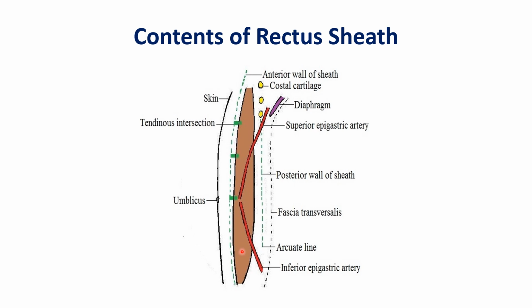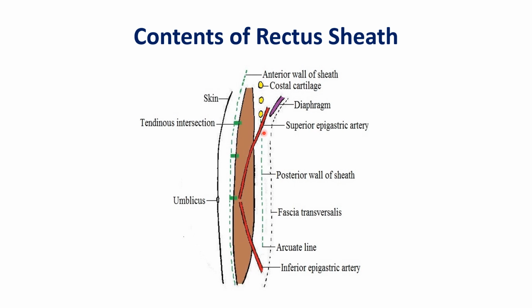So what are the contents of rectus sheath that we will focus upon using this diagram? So the main content is the rectus abdominis muscle. It's a large vertical muscle you can make out here, and in the lower part we have the rudimentary muscle called the pyramidalis muscle. That is also a content of the rectus sheath, which is not shown in this diagram.